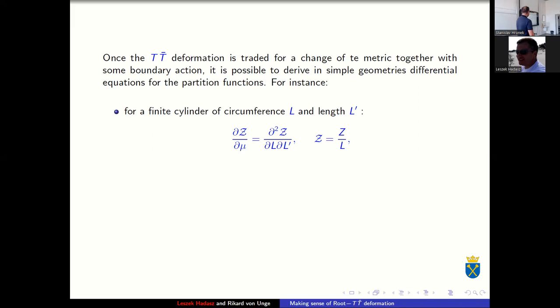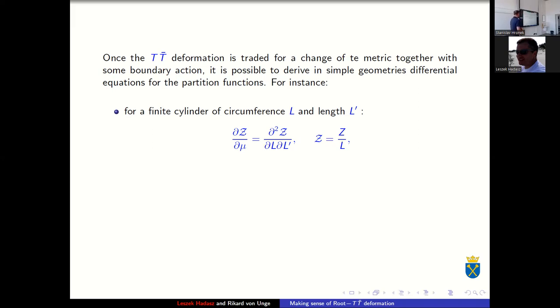For instance, if you consider your theory to be defined on a cylinder, okay, you have some boundaries, and if you define a ratio of the partition function of the cylinder, one of the legs precisely to the circumference, then it turns out that this function satisfies such a simple linear relation.